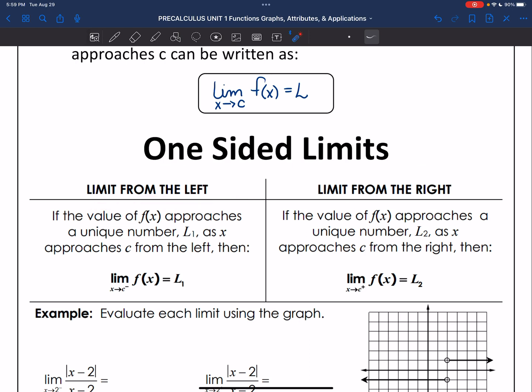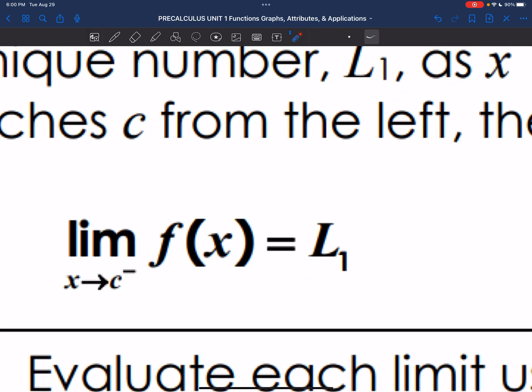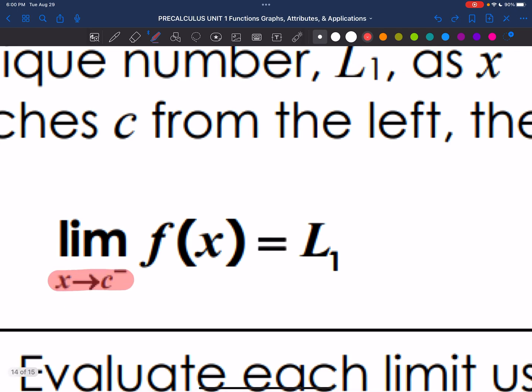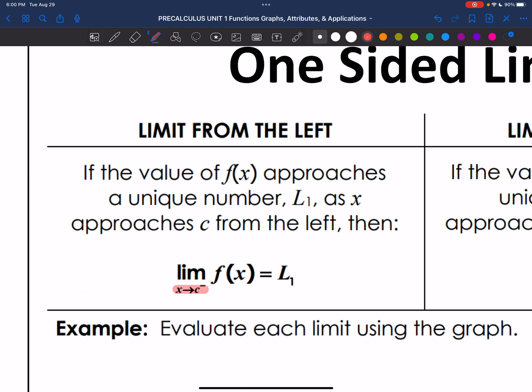If the value of f of x approaches a unique number L, we'll call it L1, as x approaches c from the left, then what we're going to want to focus on here is this little symbol there. This symbol is what we use to denote that it's coming from the left side. So I need to highlight that. If it's coming from the left side, then it's going to be as x approaches c, and then you'll have a little superscript where it's negative.